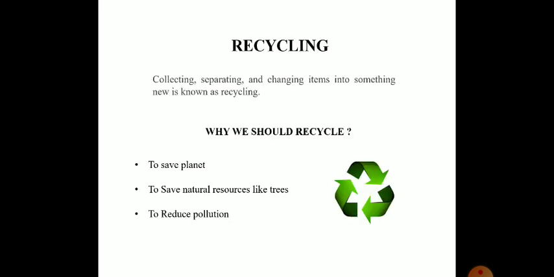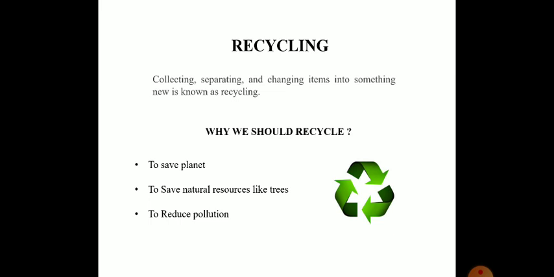In the previous class, I have already discussed with you what recycling actually means. In the 3R concepts, I have already introduced you to the term. So here we will quickly revise its definition: collecting, separating, and changing items into something new is known as recycling. Changing items that are of no use to us, which is waste. So, waste could be used for recycling, that means to make new things out of it.